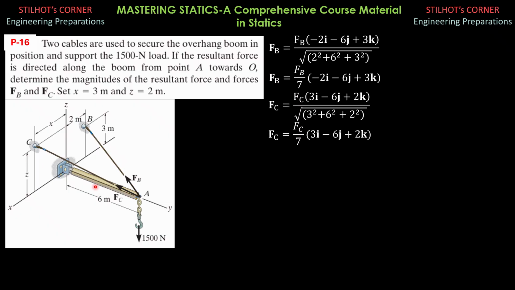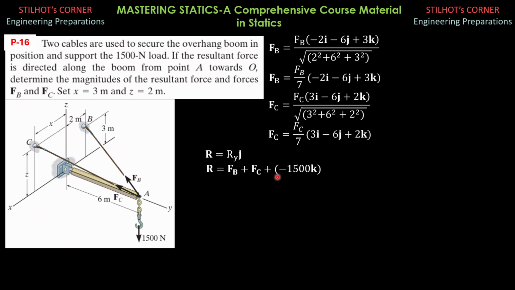There's no Rx because the resultant is directed from point A to O along Y but in the negative direction. So R is Ry j, and we expect Ry to be negative. But the magnitude of R is, remember, the square root of the sum of squares of its components, so R is always positive as a magnitude. So first, R equals FB plus FC plus this 1,500 in vector form, which is negative 1,500k.